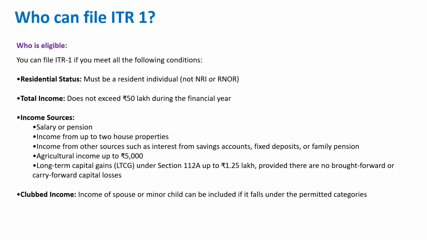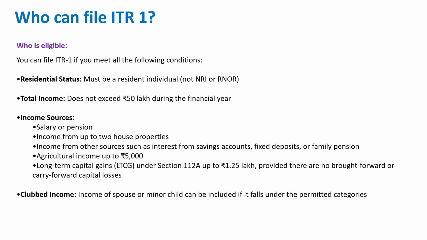Income sources. Any one of the income sources will fulfill the condition, not that you should have all this income. First is salary or pension. Second, income from up to 2 house properties. Third, income from other sources such as interest from savings accounts, fixed deposits or family pension. Agricultural income up to rupees 5,000.